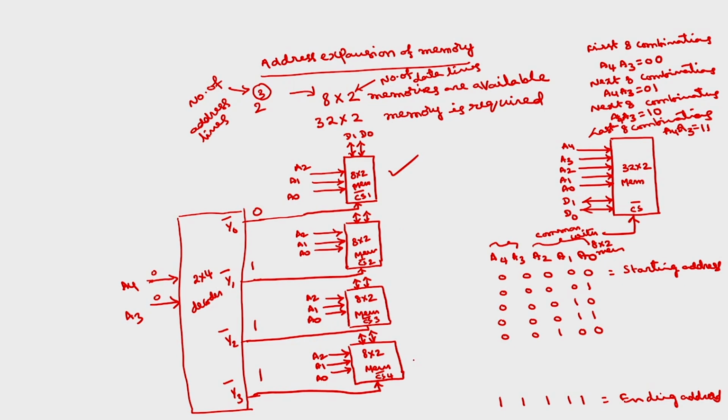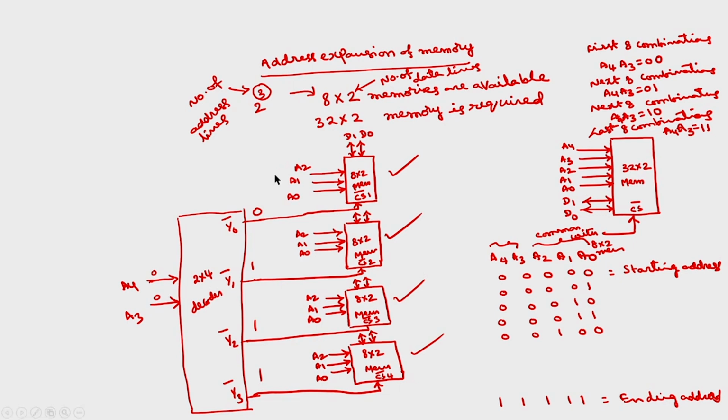So, if I give A4 A3 equal to 01, what happens? The second 8 by 2 memory will be selected, for 10 the next one is selected, and for 11 the last one is selected. This is how we can select only one of these 8 by 2 memories for each combination of A4 and A3. Now, after selecting a particular 8 by 2 memory, how do we select the particular location in it? For that we have A2 A1 A0.